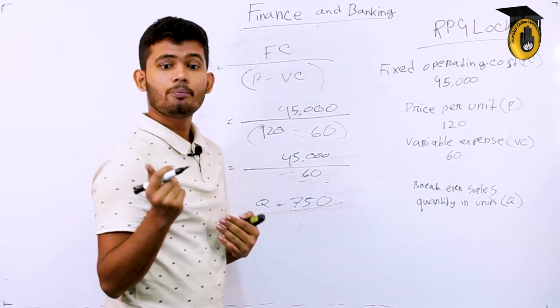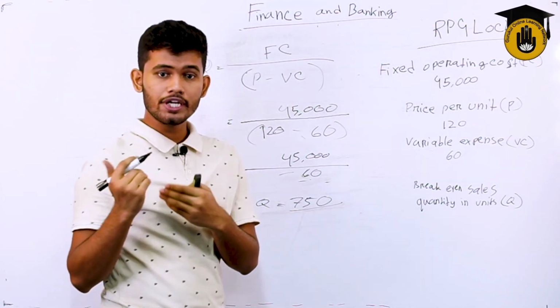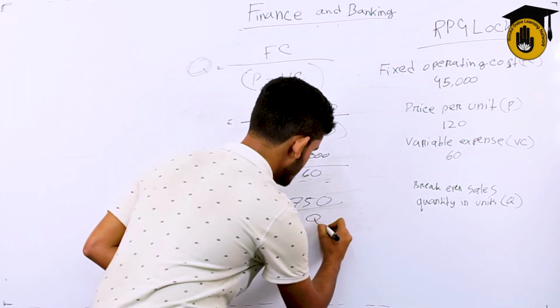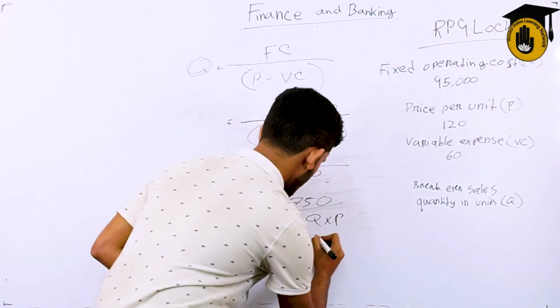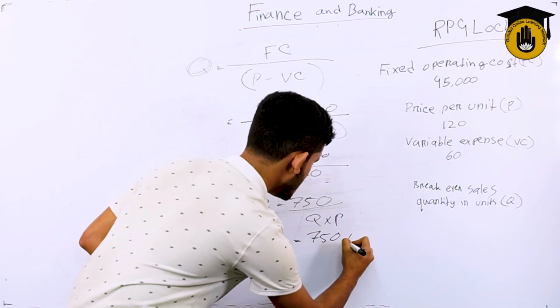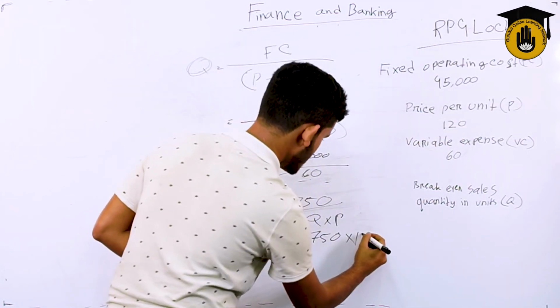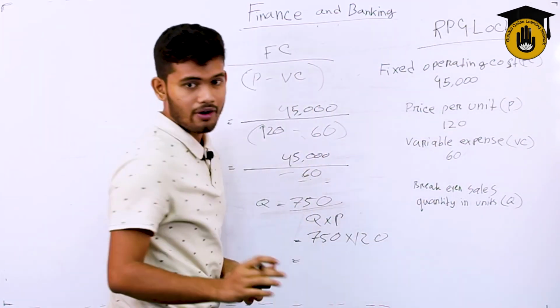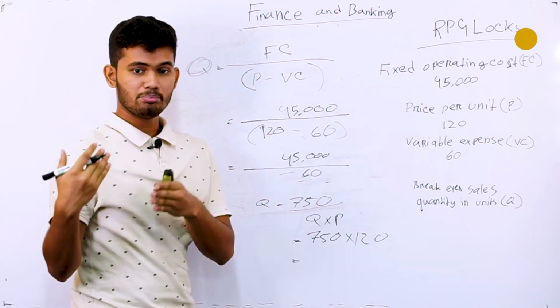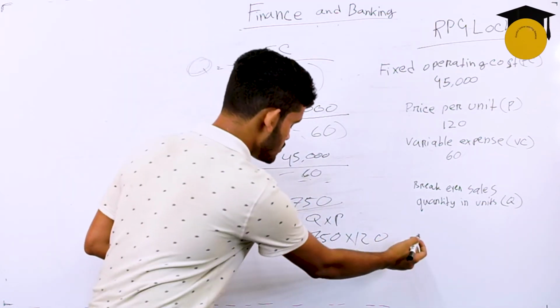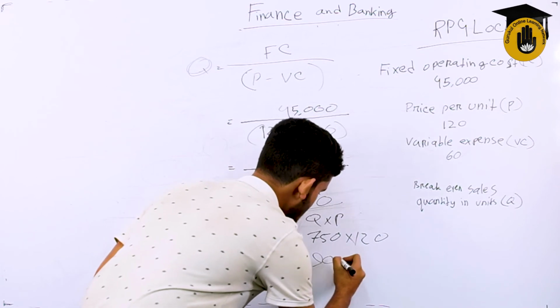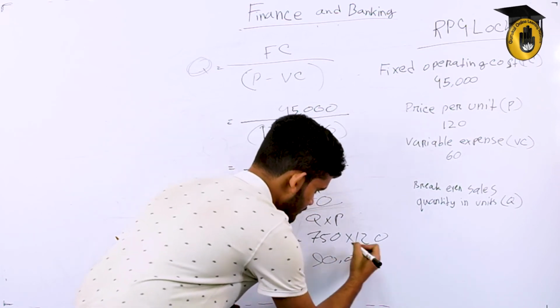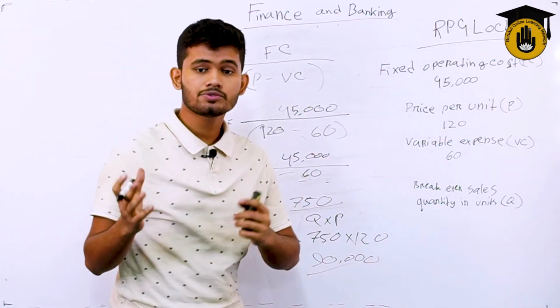So the operating break-even in taka will be Q into P. Our Q is 750 into, what was our P? It was 120. So our break-even point measured in taka would be 750 into 120, which is 90,000. So that was the break-even point for you.